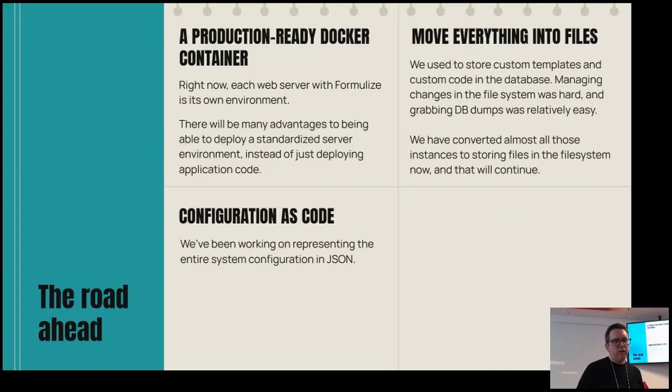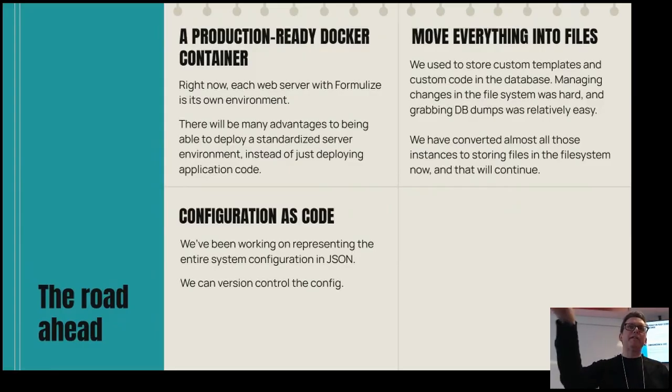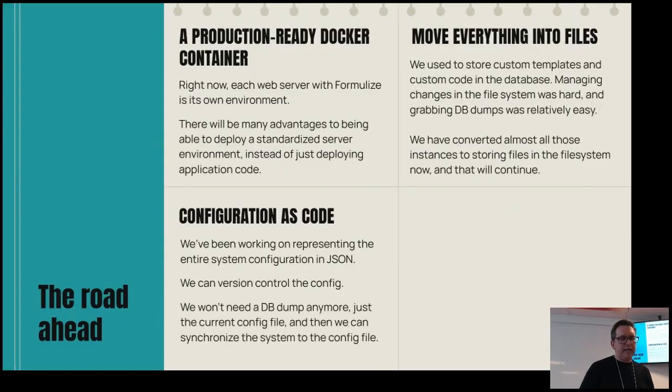Configuration as code. We've been working on representing the entire system configuration in JSON files, so that we could version control the config. Instead of just having a database dump with all your forms and all those settings, we could actually have that represented in a file, and then it could be version controlled for changes and so on. And we won't essentially need the DB dump. If we have a complete configuration in the file, we won't need the DB dump to instantiate because we could just essentially bring the database to life by seeding it with the config. And then you don't need that database dump anymore.